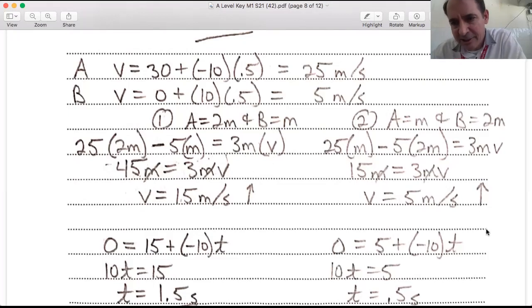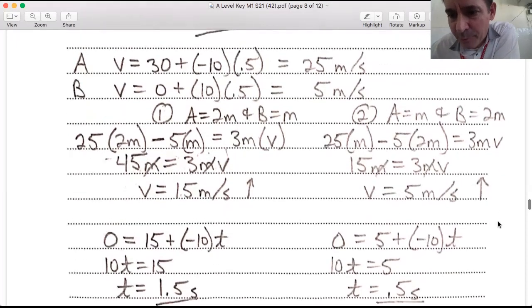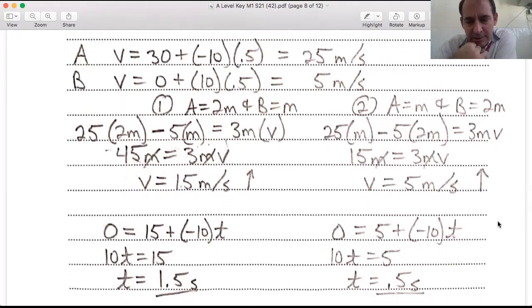In the second scenario where A is M, so M times 25, minus the 5 times 2, we still see that the up momentum is larger than the down momentum. So we get 25M minus 10M is 15M. We still have 3Mv on the right because the coalesced mass is 3M times the velocity. The M's cancel, divide by 3. You now have 5 meters per second in the upward direction for scenario number 2.